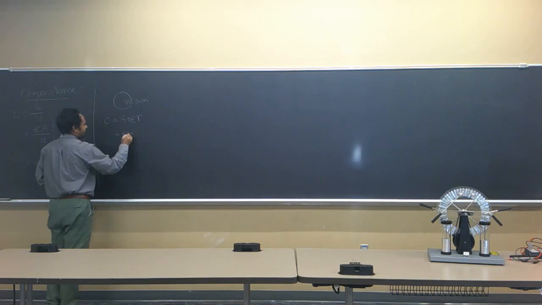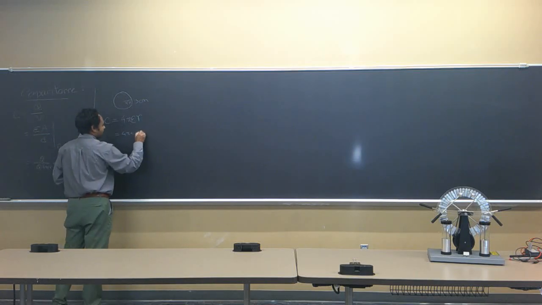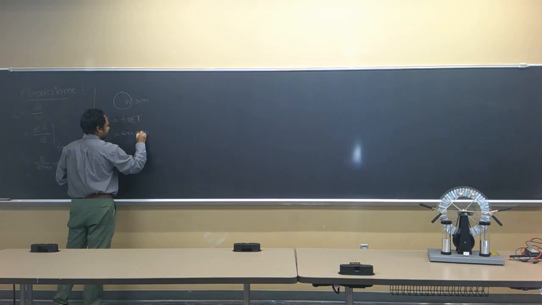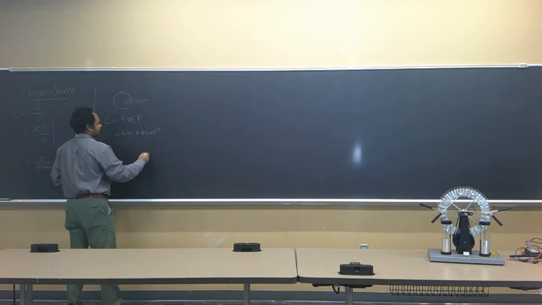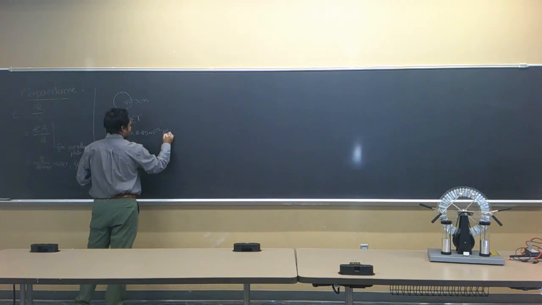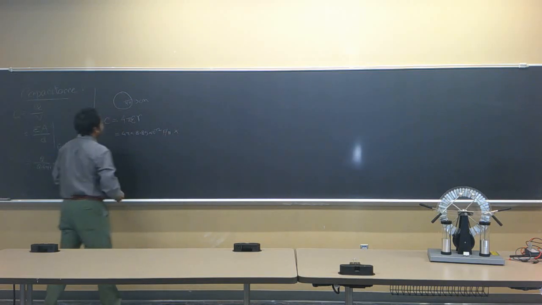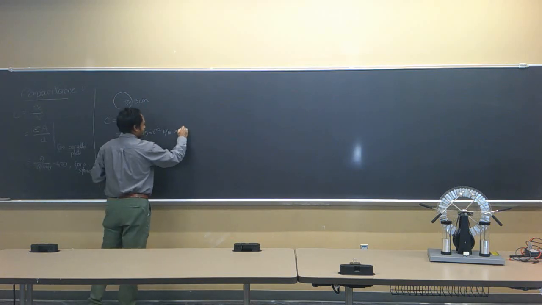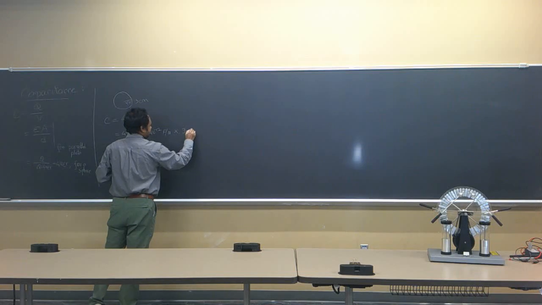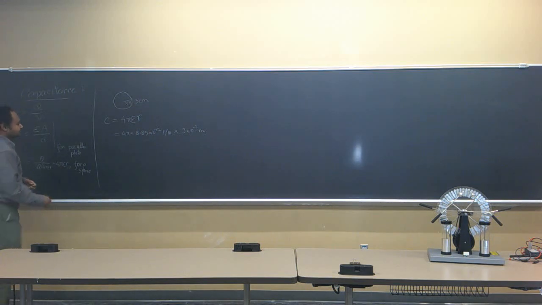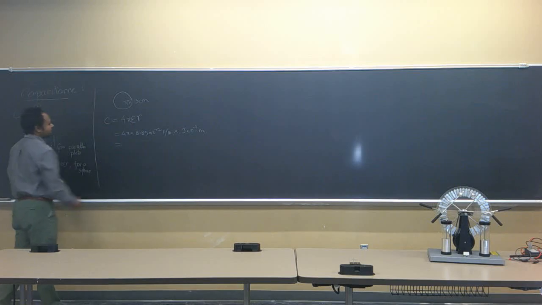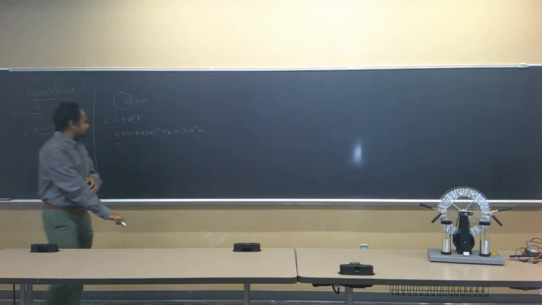So 4 pi multiplied by epsilon, which is 10.85 into 10 inverse 12 farad per meter, multiplied by the radius r, which is 3 centimeters. That means 3 multiplied by 10 inverse 2 meter. If you plug in all the numbers, what do you get?